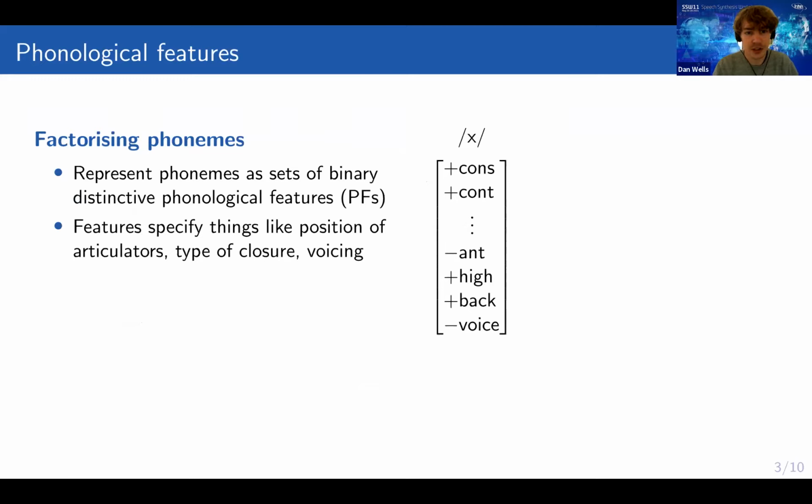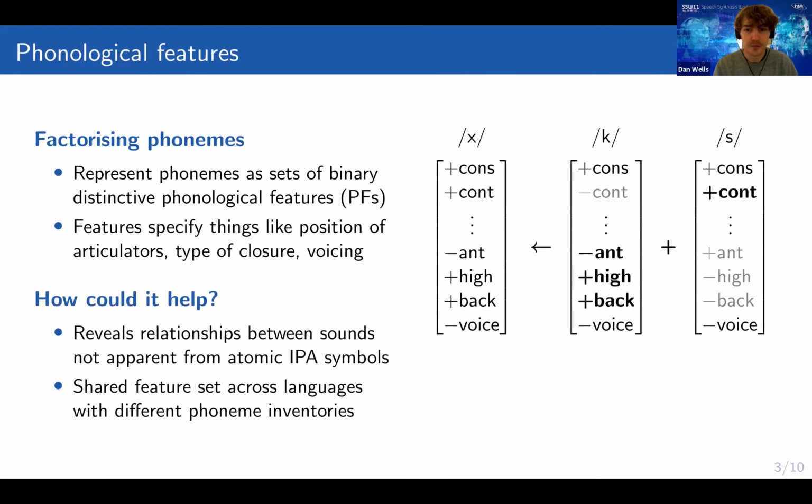So basically what we're doing is converting these atomic phoneme symbols, IPA symbols, into vectors of binary distinctive phonological features, where each individual feature specifies something like a position of articulators in the vocal tract, a degree of closure at some specified position, whether the vocal folds are vibrating, and so on. How can this help us?